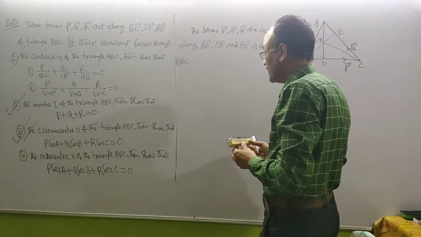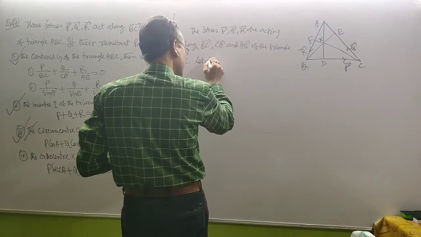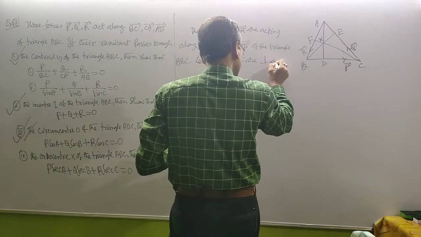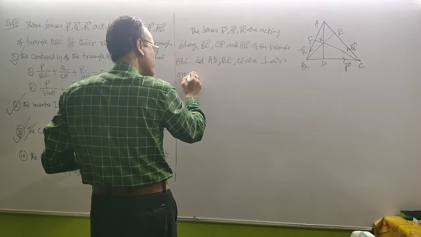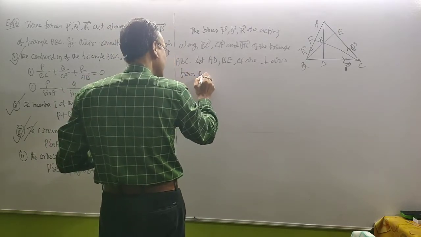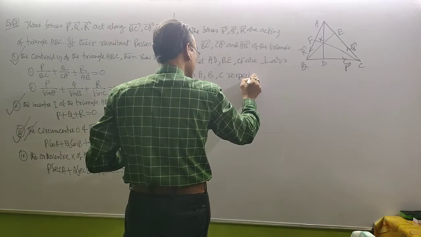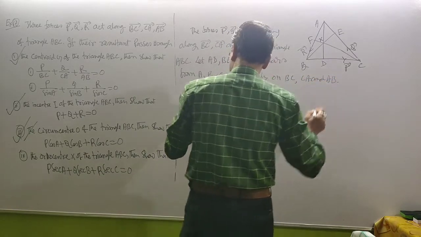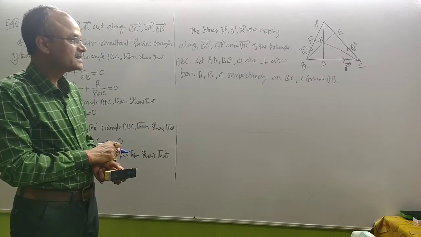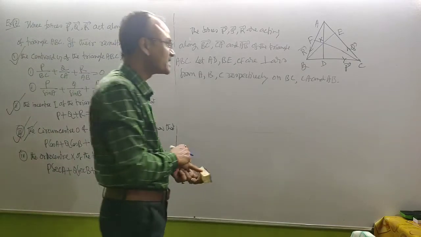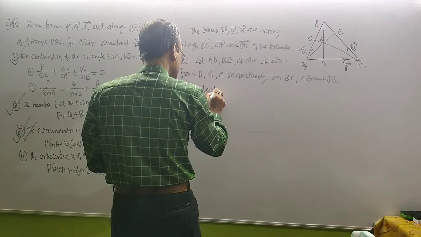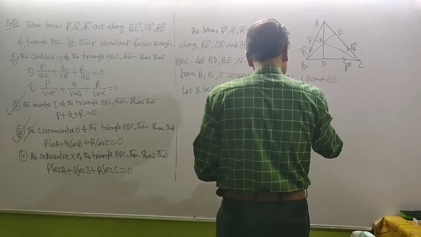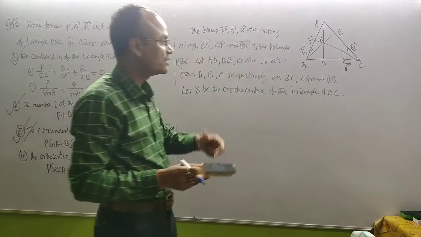Now, let AD, BE, CF be the perpendiculars from A, B, C respectively on BC, CA and AB respectively. Let X be the orthocenter of the triangle ABC.